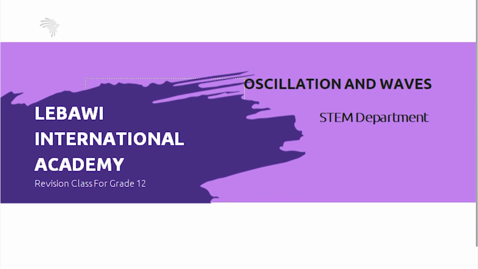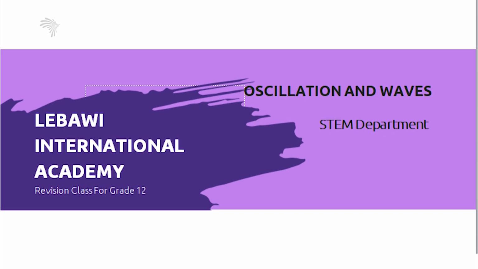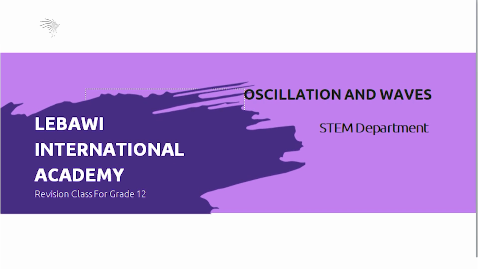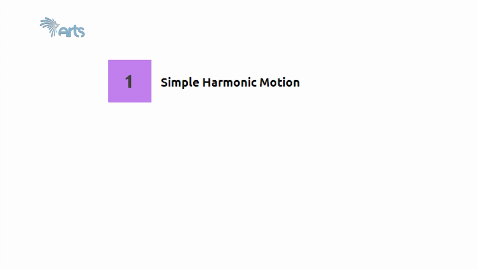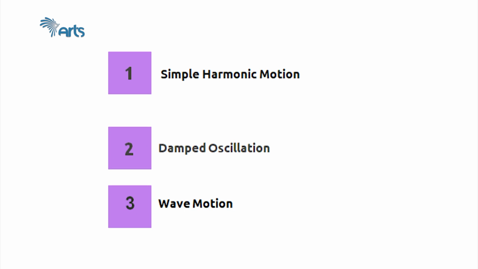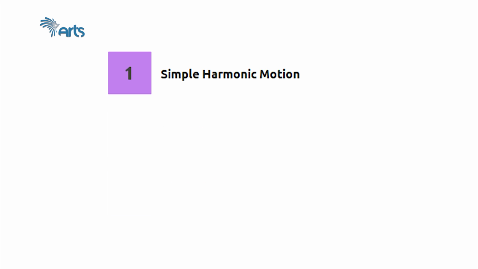As you know, students, the second unit of grade 12 physics contains two main parts. The first part is about oscillation in general and about simple harmonic motion specifically, and the second part is about wave motion. Any motion that repeats itself in a regular interval of time is called periodic motion.